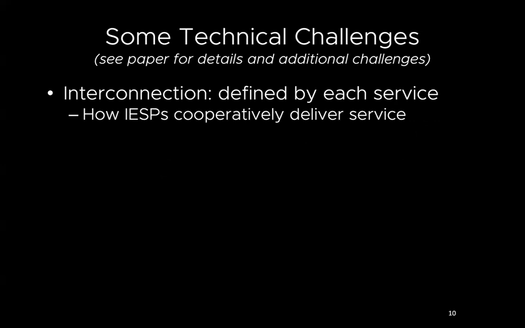There are a bunch of details to this architecture that we cover in the paper. Here, I just want to highlight a few of the technical challenges we needed to address to achieve our goals. First, achieving interconnection is really the problem of how the service nodes can cooperatively implement a particular service. This will depend on the details of the service, but typically this is not very complicated.